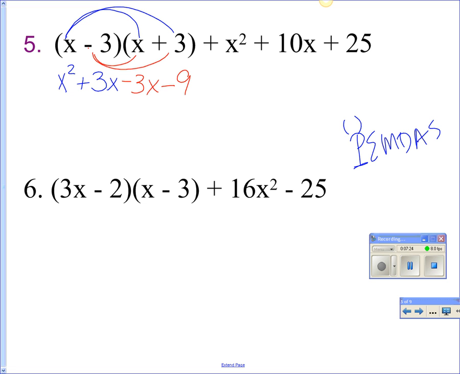Okay. This stuff, I'm going to drop it down. So I'm going to drop down the plus x squared plus 10x plus 25. I'm dropping it down. Okay? Now, this time you'll notice there's lots of stuff to be put together.